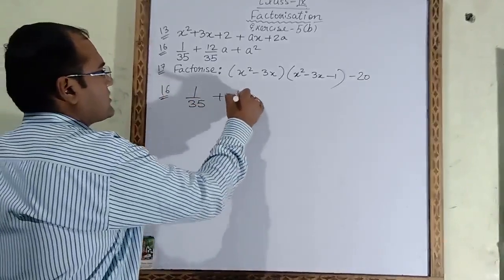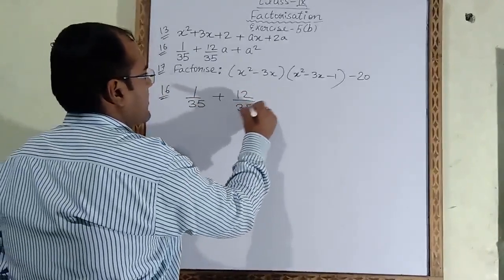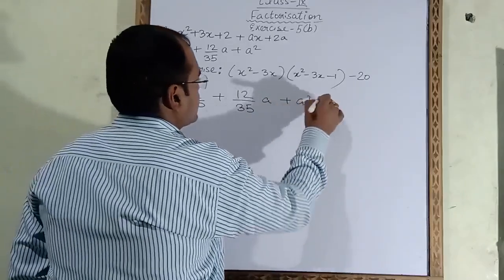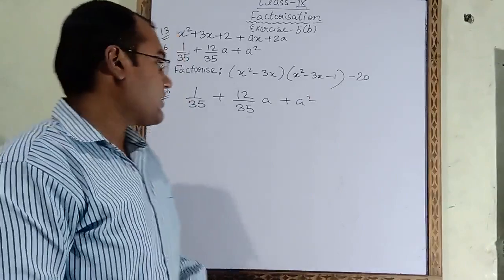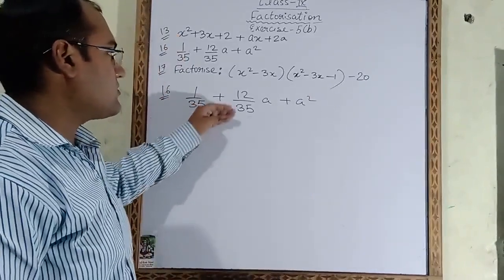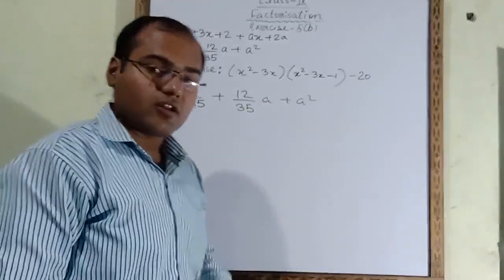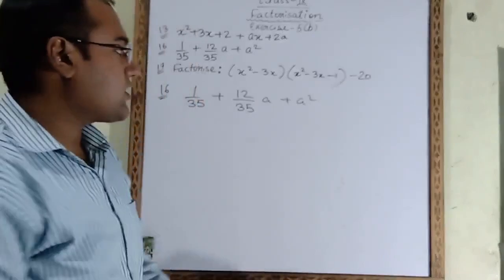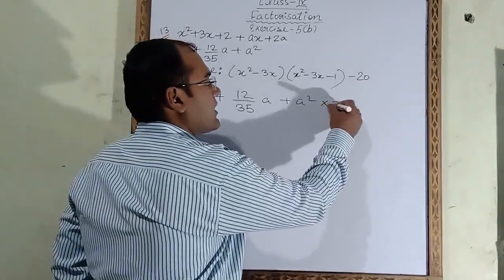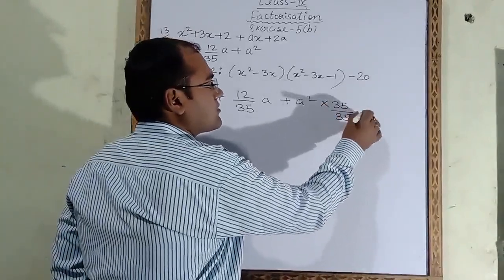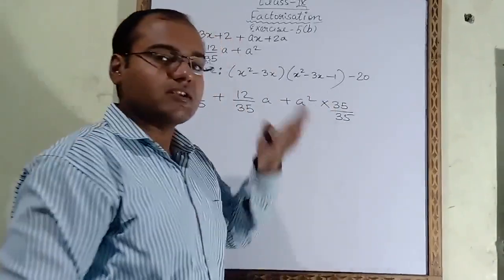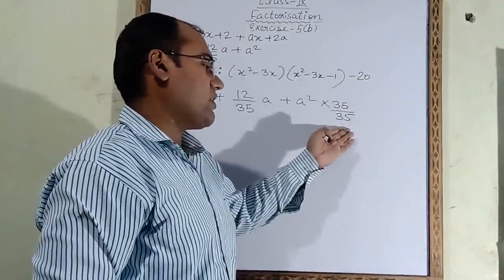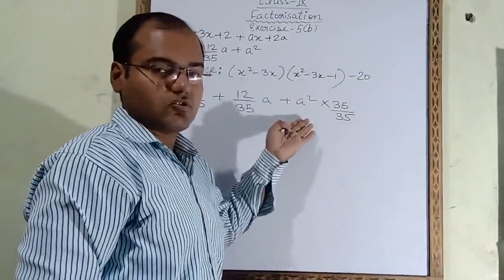1/35 plus 12/35 a plus a square. This is the question. Here we will observe that 35 is coming in the denominator, here also, but here we are not getting 35. So in this case, here you have to write in multiply 35 and upon also. If we take 35 in the numerator and denominator, meaning will remain same, because 35 and 35 will get cancelled, final answer will be a square only.